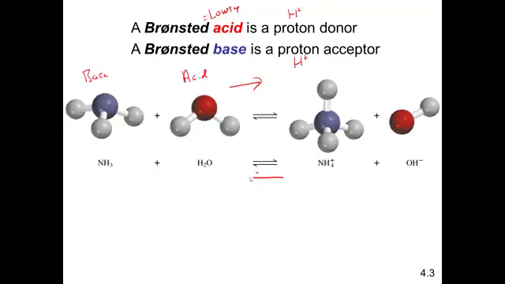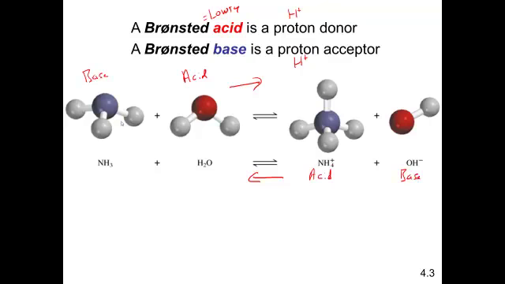If we go in the reverse direction, we have ammonium, and what does ammonium do? It donates a proton to OH-. So going this direction, this now becomes our acid. And our OH-, what does it do? It accepts a hydrogen, it becomes our base.